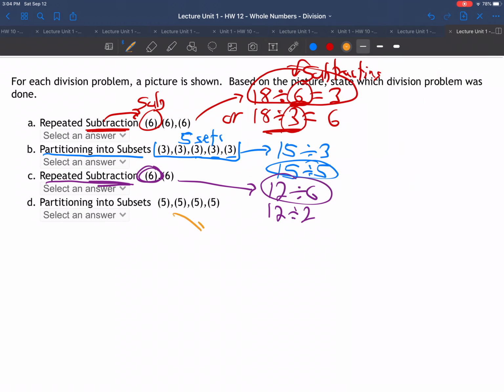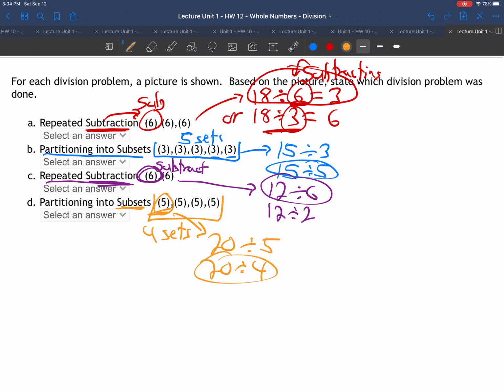So this is 5, 10, 15, 20 divided by, now what? Divided by 5 or divided by 4? Well, are we supposed to look at this first number and say subtract? Oh, I forgot to write that for the last one. This was a subtract. So back to the one we're on now. We're supposed to look at this 5 and subtract? No, it says sets. You're supposed to look at how many groups. 4 sets. It's that one.